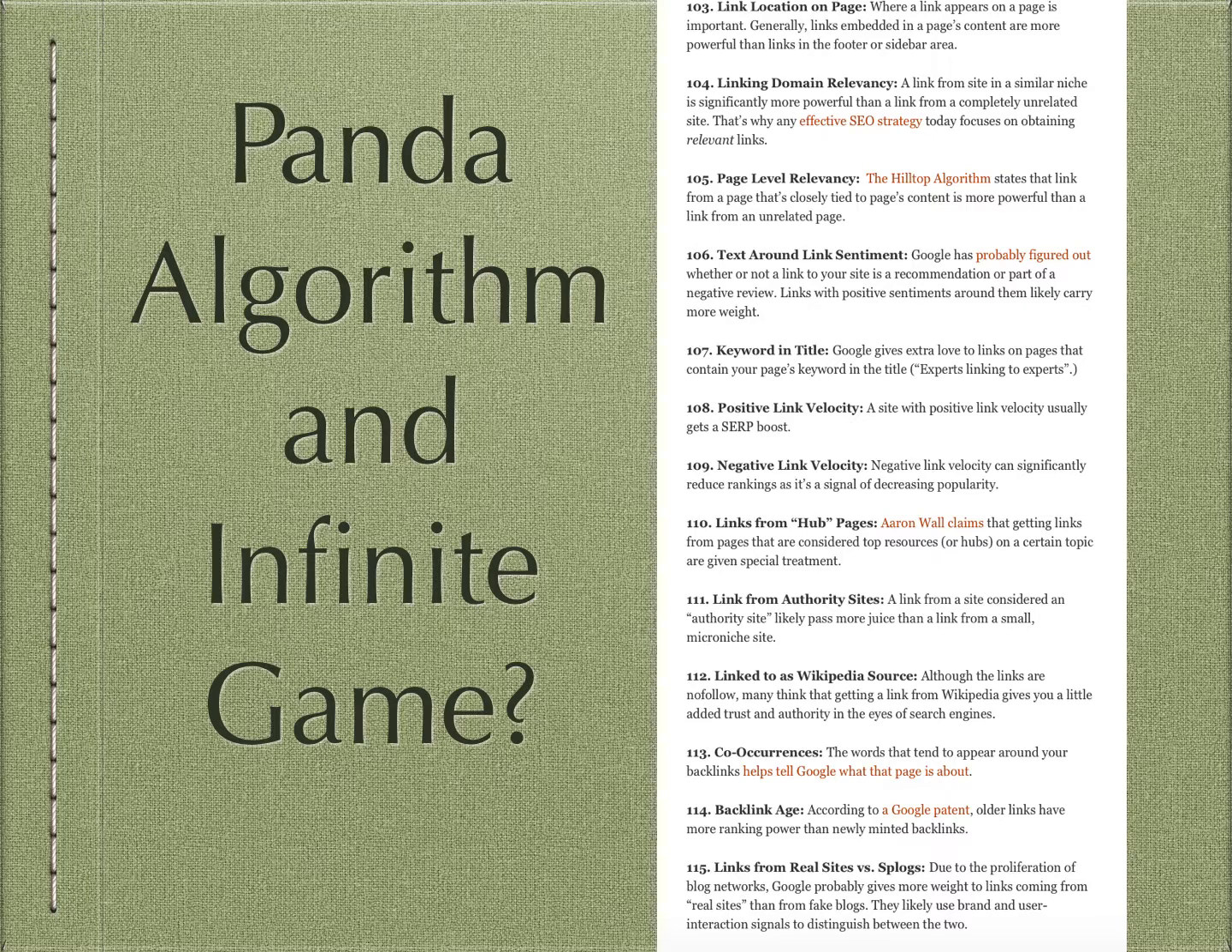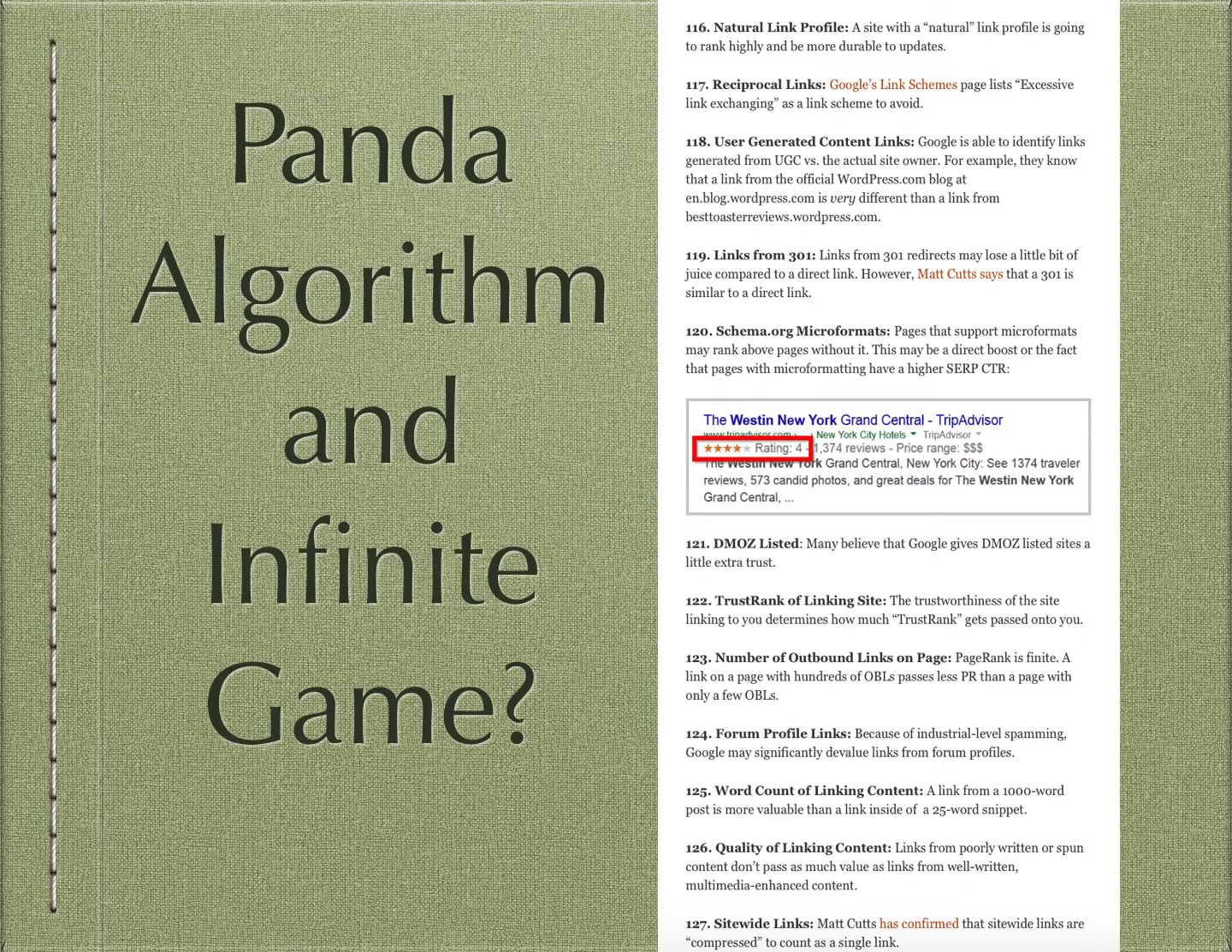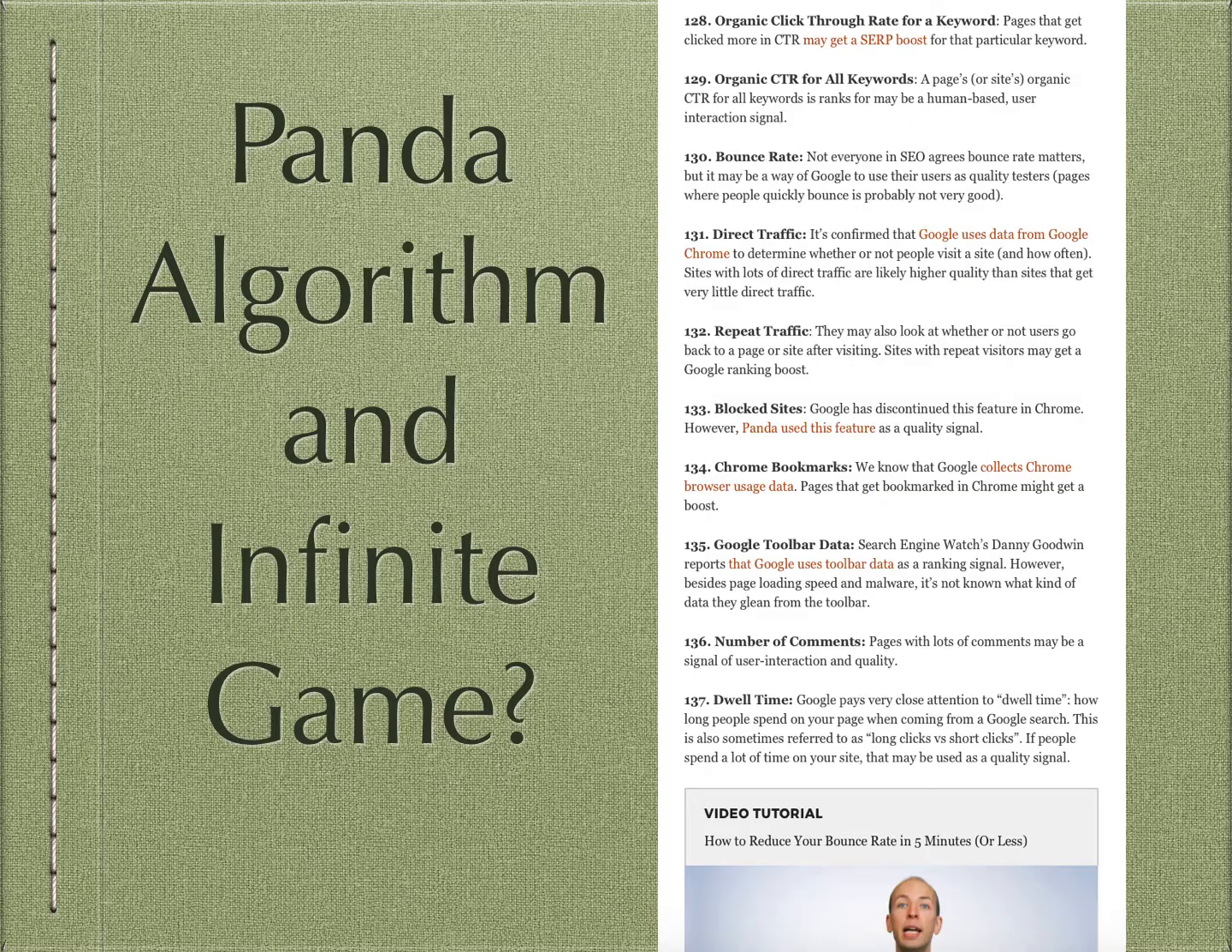Now, between factors 103 and 115, they also include the keyword in title, text around the link, sentiment, page level relevancy, and so on, because other algorithms do exist for checking. And if you have linked to a Wikipedia source, they might boost you. About the next page, it's also about the trust rank of the linking site and the quality of the linking content, and so on.